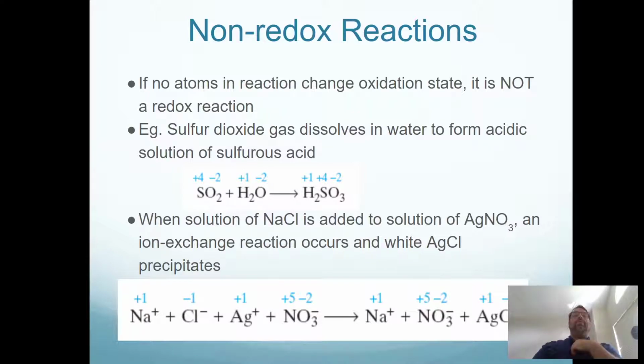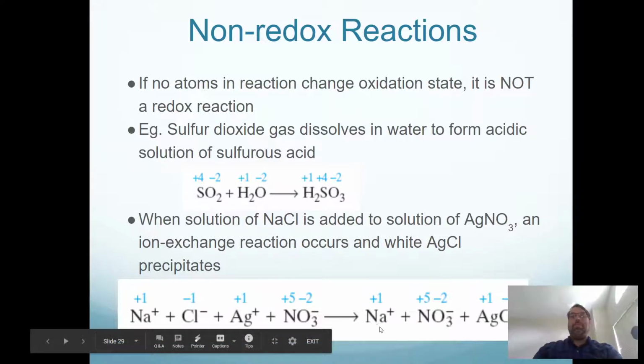There are some things to note. If you do go through one of these and you find out that, hey, when I'm working out my oxidation states, here sulfur ends up being +4. On this side, it also ends up being +4. That's a non-redox reaction. So just be aware of that. If nothing changes in terms of the actual oxidation states, you don't have a redox reaction.